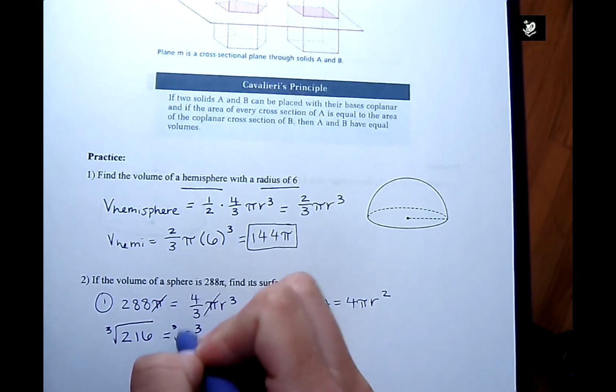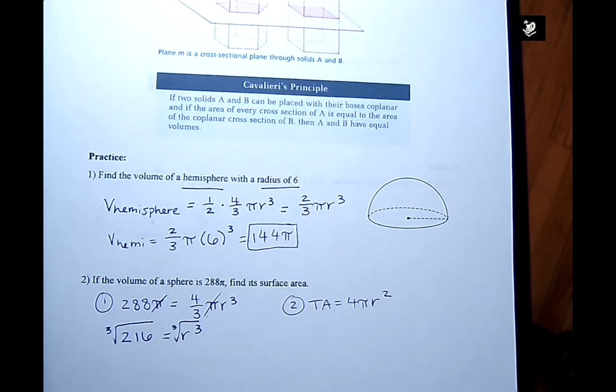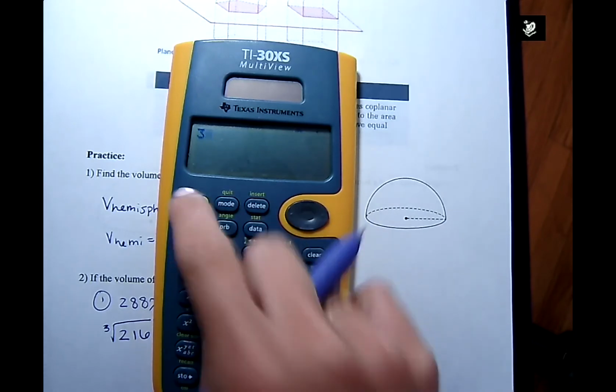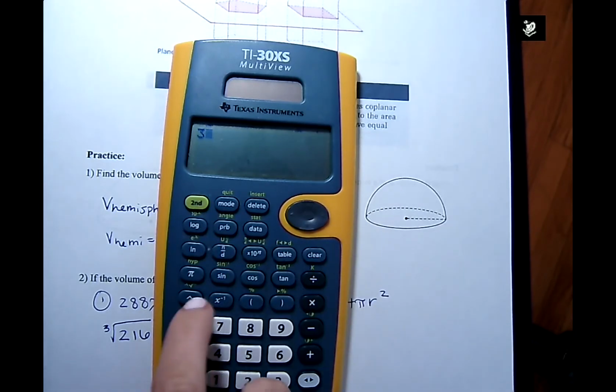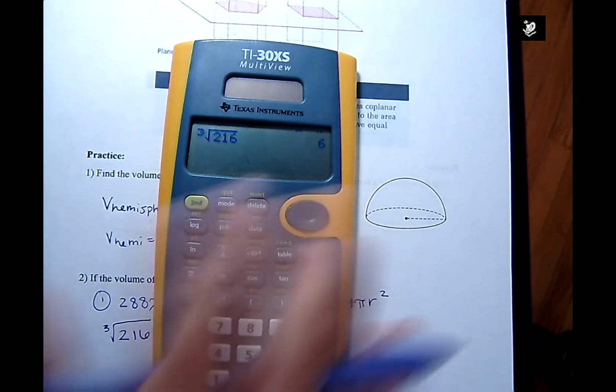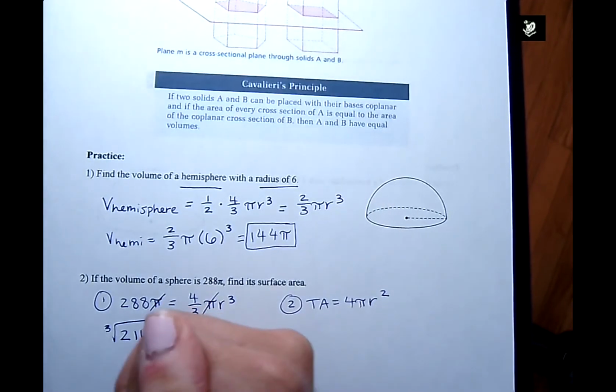There is a cube root button on your calculator, depending on which one you have. If you have the yellow one, you would put the 3 in first, and then press second and the little chevron key, I guess you would call that. Then you can put in 216 and you'll get 6. So my radius here is 6.